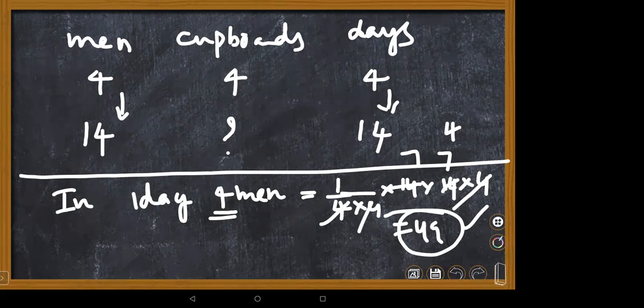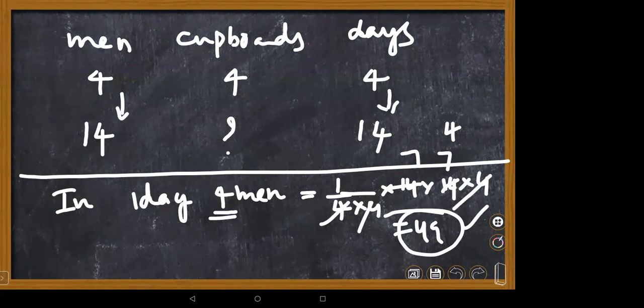1 by 4th cupboard. So in one day, 1 man can do 1 by 16th. Ma'am, in one day, 4 men can do one cupboard, right? Yeah, that's why one man can complete 1 by 16th work. Now our question is 14 men, 14 days of work means how many cupboards will they prepare?